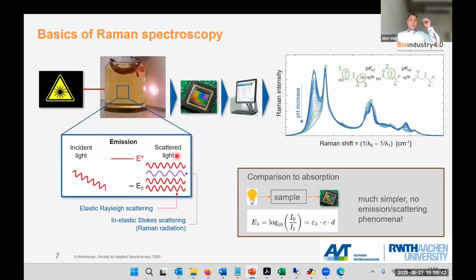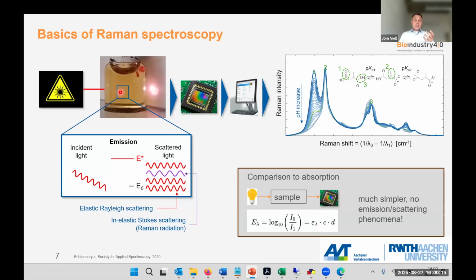So what are the basics of Raman spectroscopy? In comparison to absorption, it is much more complicated. Raman employs a laser, usually today, that excites a volume inside a liquid. It could also be applied to a solid or to gases, but usually in biotechnology we aim for the analysis of liquids.